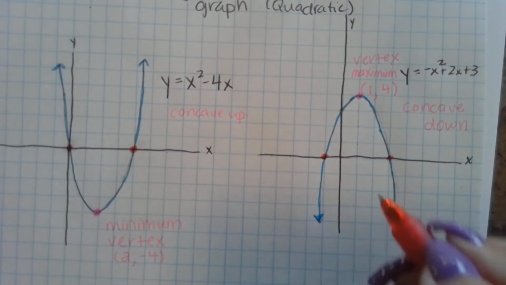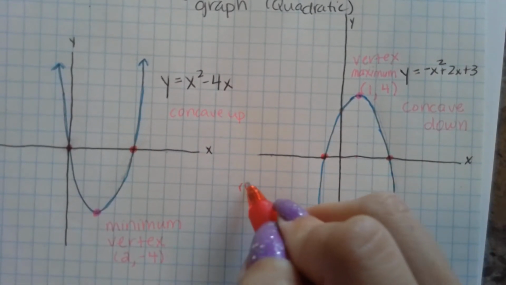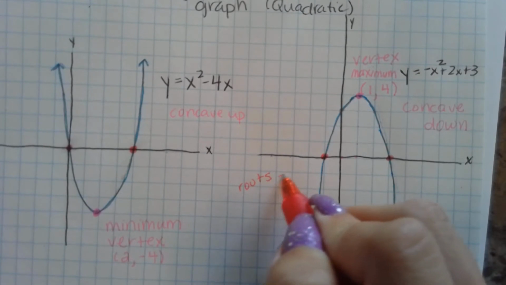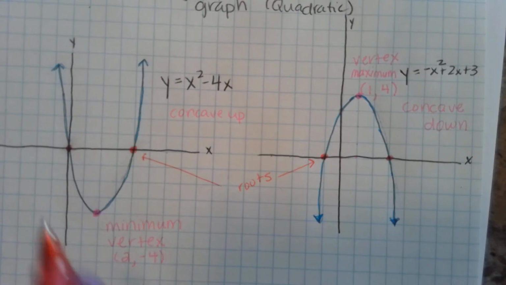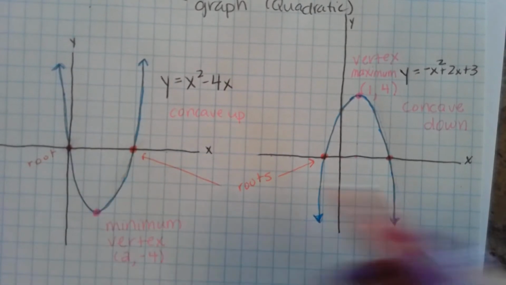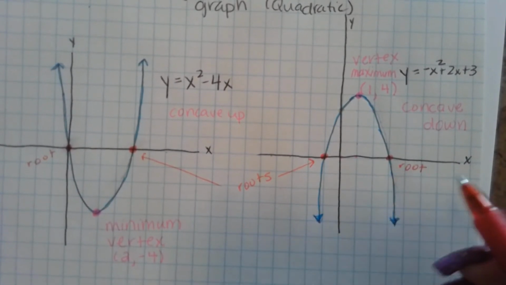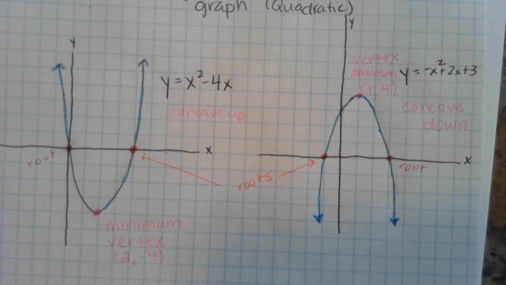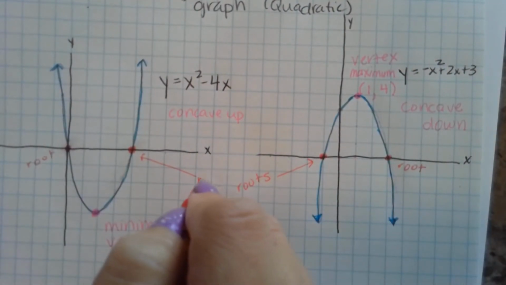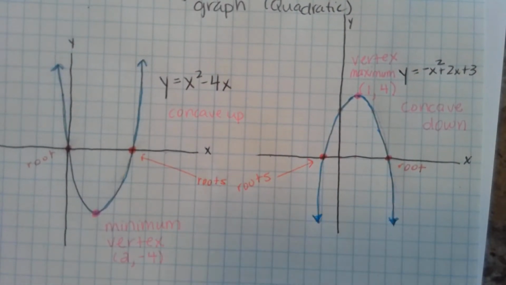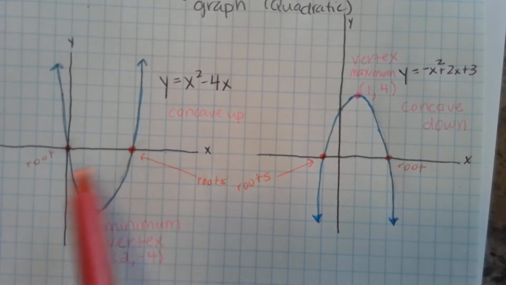So I'll kind of write roots like this. Roots here, and here, and this is a root, and this is a root. These are our roots, okay? I'll just write another root, the word root right here, so we're not combining too much of these two graphs. So roots and roots, okay? They always hit on our x-axis.